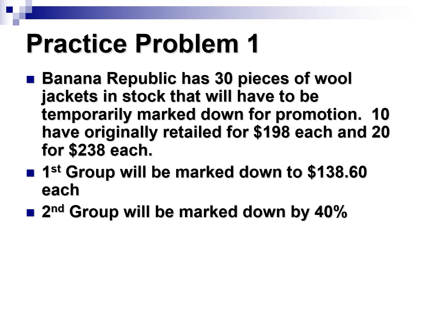The first group, which was originally $198, will be marked down to now $138.6. So that's the lower retail price after the markdown. The second group will be marked down by 40%. So the 40% is the markdown percent for the second group of jackets. So for the first group, we were given the lower retail price, whereas for the second group, we were given the markdown percent.